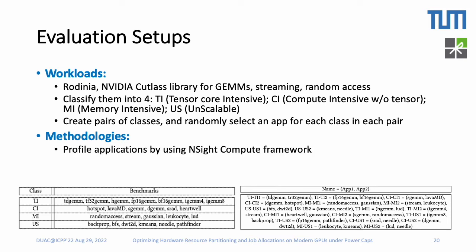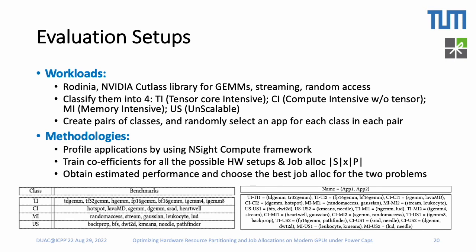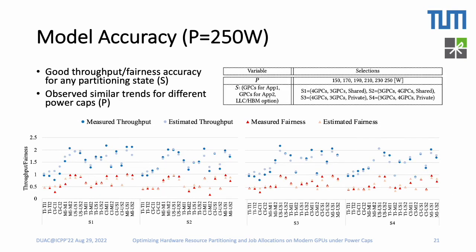We first profile applications by using the Nsight Compute framework and then train coefficients for all the possible hardware setups and job allocations. That means resource partitioning and also power capping. We obtain the estimated performance and choose the best job allocation for the two problems. And here is the model accuracy. In general, that is good for throughput and fairness for any partitioning state. And we also observed similar trends for different power caps as well.